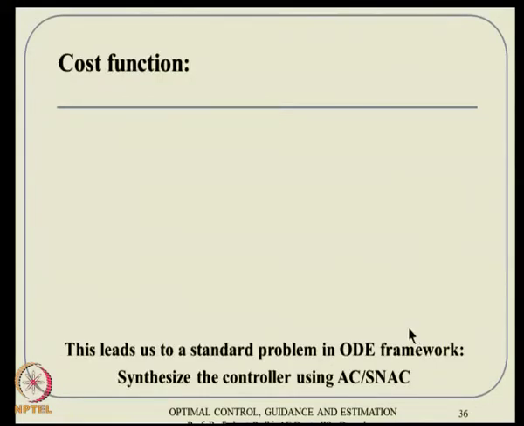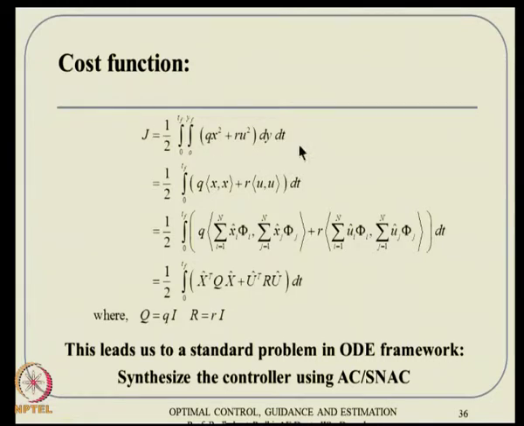So, the cost function is again like this, but we have to have a representative cost function in the time domain. This one is nothing but the inner product of x and x, this is the inner product of u and u. So, again substitute the expansion: x is expanded like this, and u is something like that. You expand the summations, put them together, exploit the orthonormality again, and it is not difficult at all. J turns out to be something like this, where Q is nothing but q times I and R is nothing but r times I.